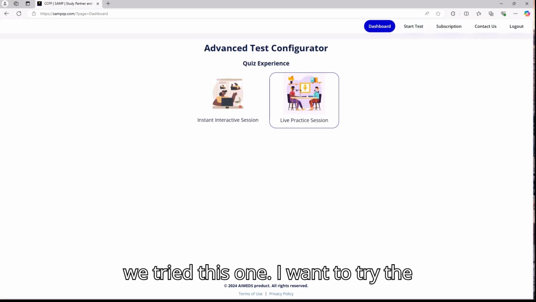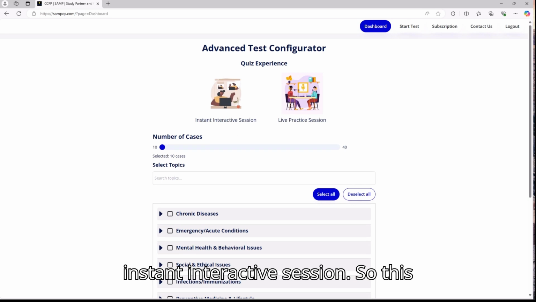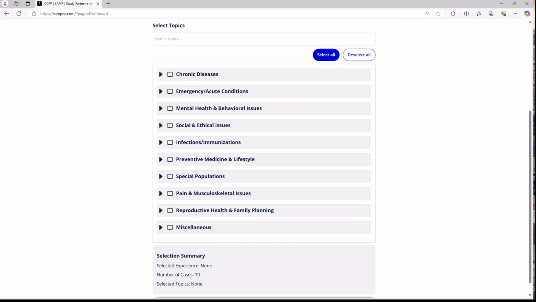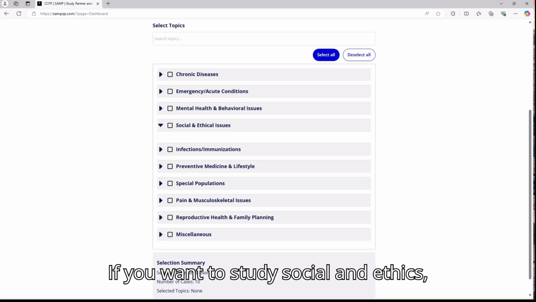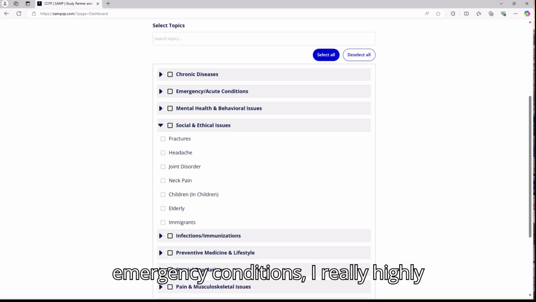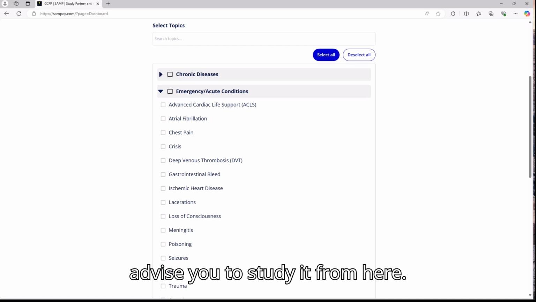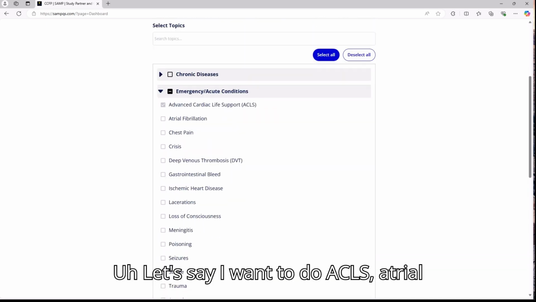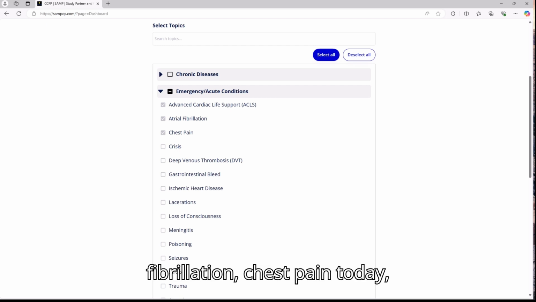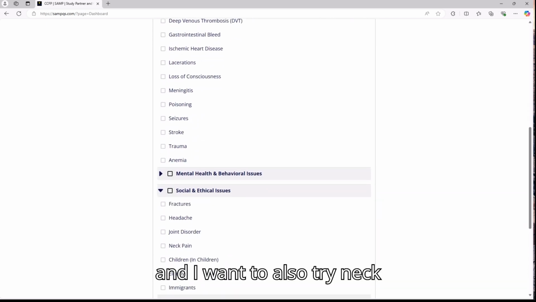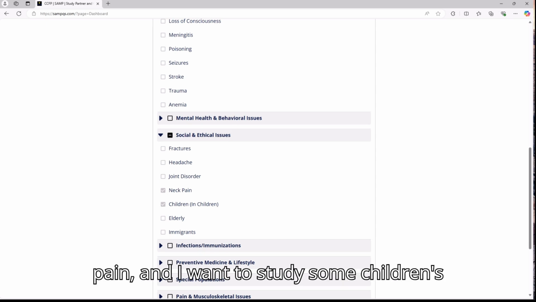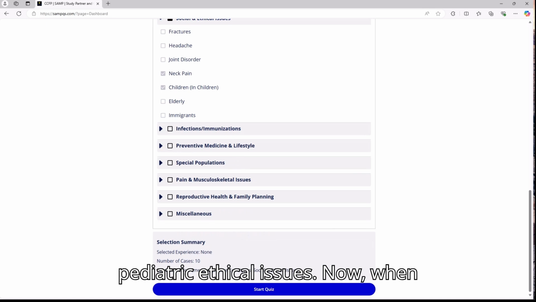So we tried this one. I want to try the instant interactive session. This gives you a variety of options to select. If you want to study social and ethics, emergency conditions, I really highly advise you to study it from here. Let's say I want to do ACLS, atrial fibrillation, chest pain today, and I also want to try neck pain, and study some pediatric ethical issues.